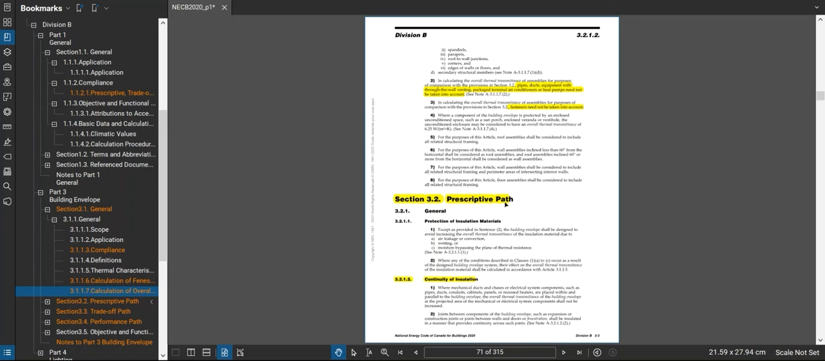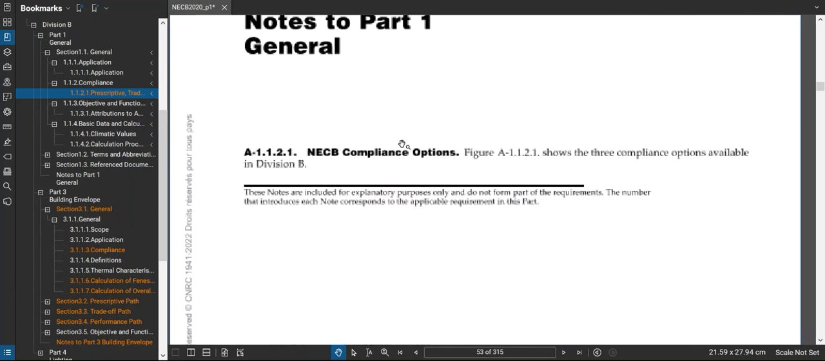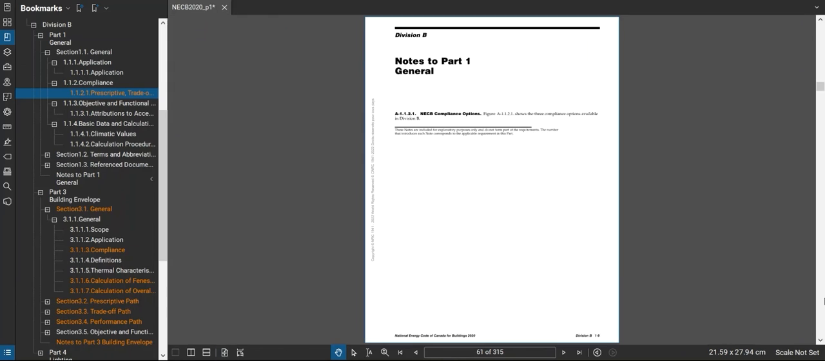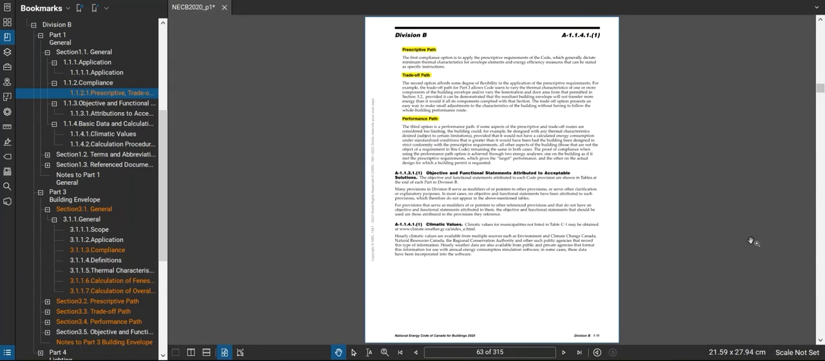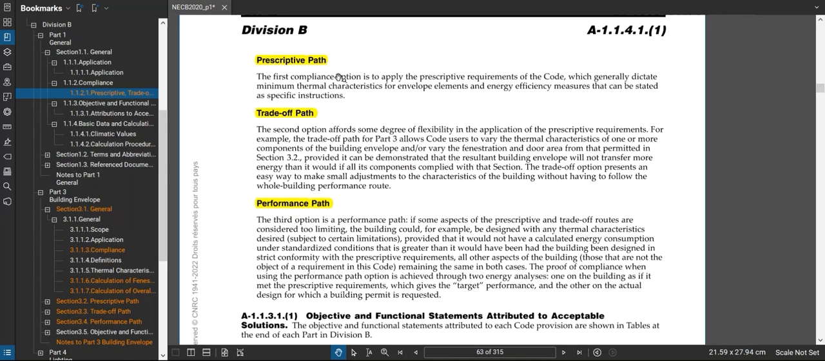Okay, so before we move into the prescriptive path, I just want to back up a little bit and go to Division B, Part 1, the general section here, so 1.1.2 under compliance. This is where it talks about the options of doing the prescriptive trade-off and performance compliance. And there's a reference to the appendix here, so we'll just go there and flip forward a couple of sheets here. And here's where they give kind of the summary of what these mean.